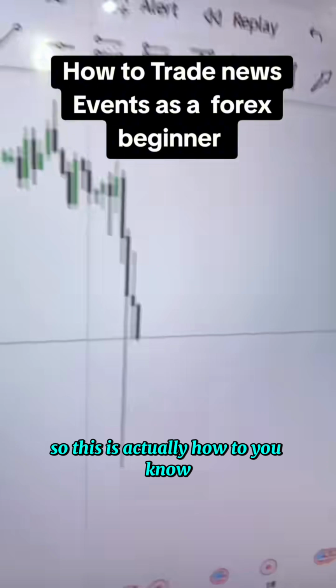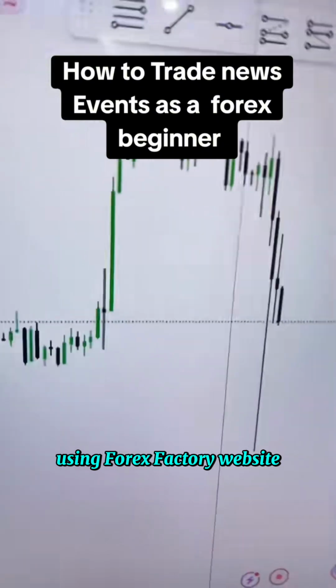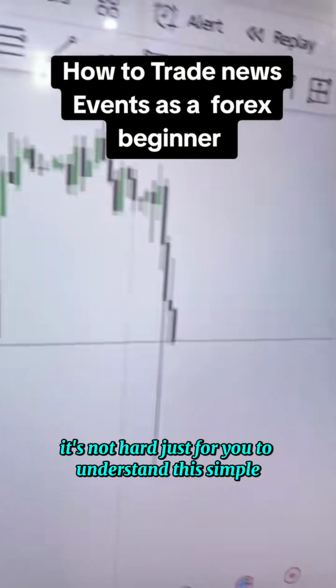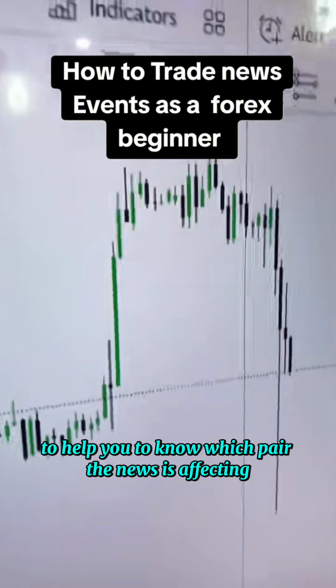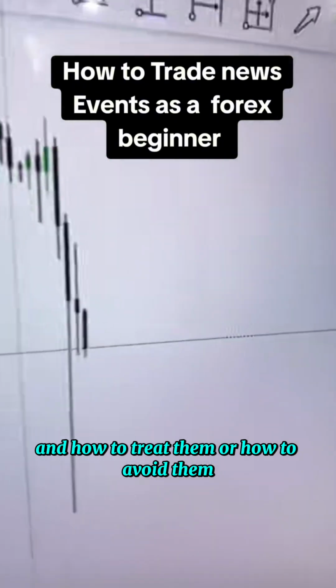So this is how to analyze the market fundamentally using the Forex Factory website. It's not hard. You just need to understand this simple concept to help you know which pair the news is affecting and how to trade them or how to avoid them.